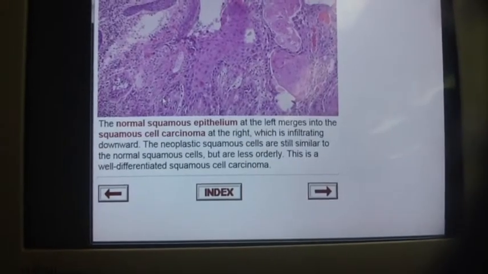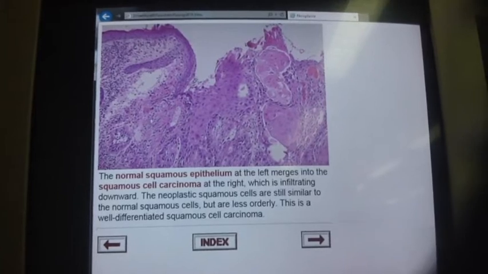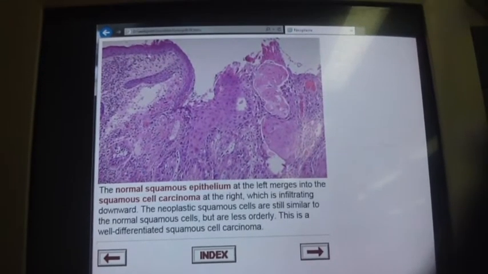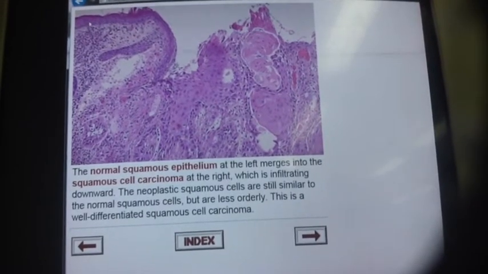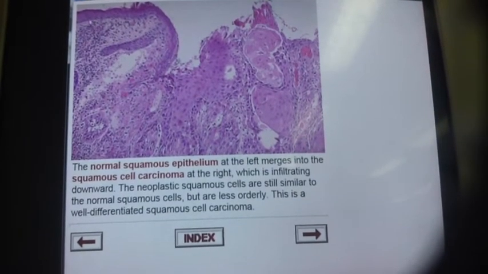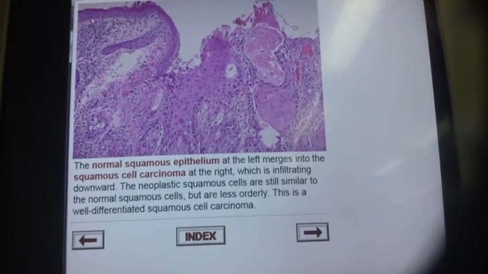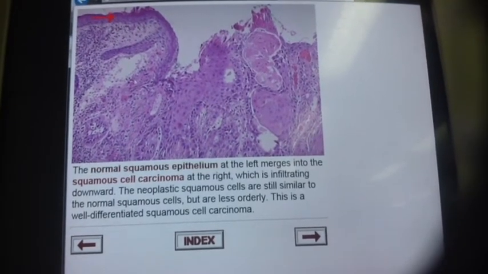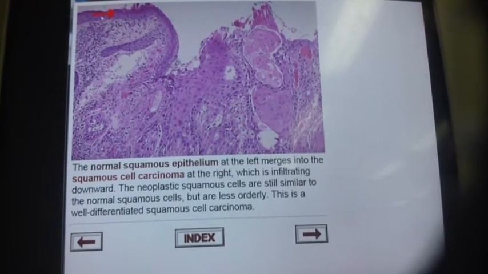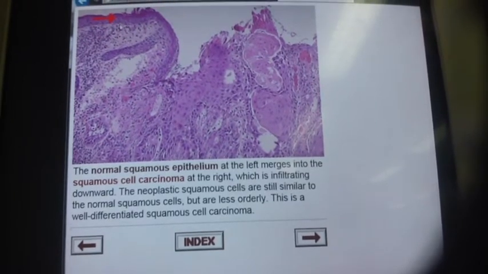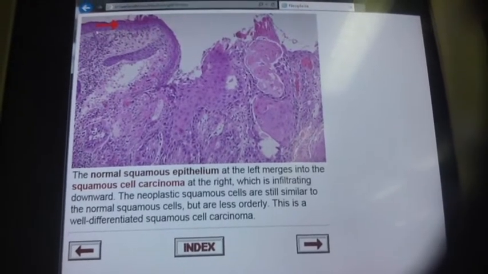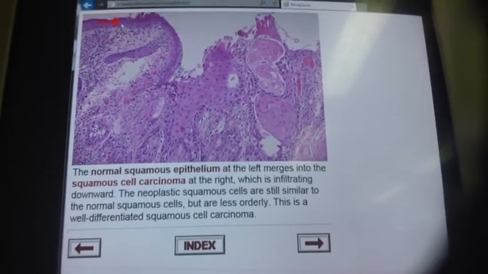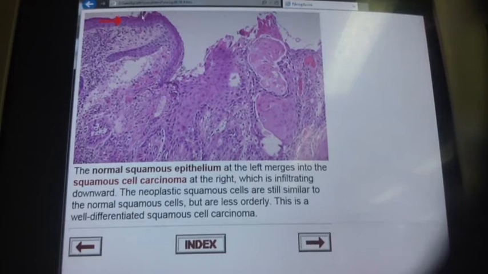This is another type of carcinoma, which is called squamous cell carcinoma. Squamous cell carcinoma occurs, for example, in the skin and the squamous lining of the esophagus. So on the left side of the picture, we have the normal squamous epithelium, composed of stratified squamous cells. We have these basally located cells, and we have maturation toward the surface and some keratin.